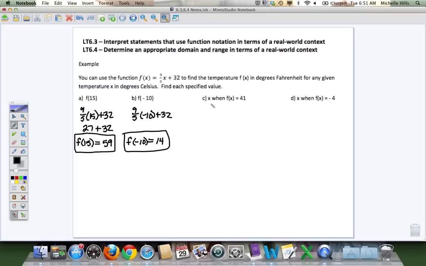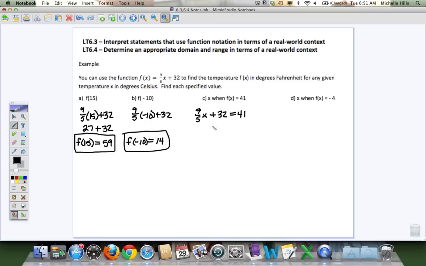Now in this case, they're not giving me a value of x to put in for x. They're saying, hey, when f of x, which is y, when that equals 41, what x value would I have to put into this equation to get this as my answer? So what I need to do is to set up the equation 9/5 x plus 32 equals 41. So I don't know what x is, but I know it's when this whole thing equals 41.